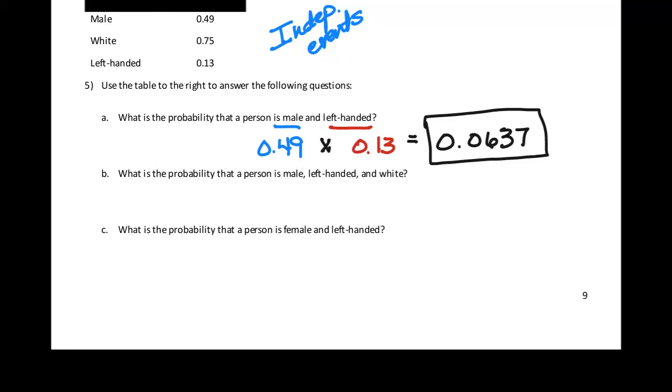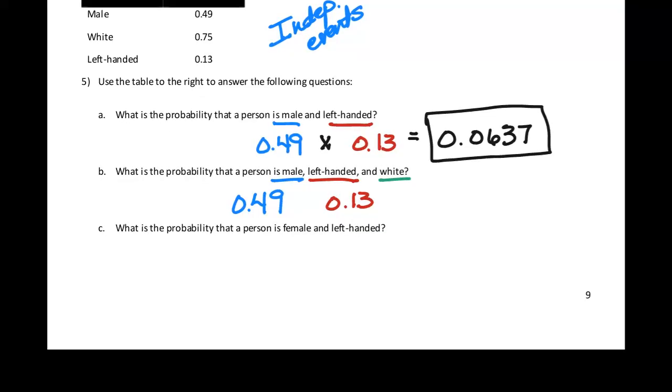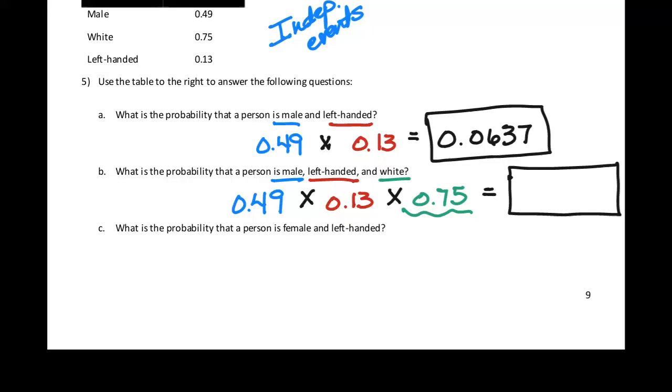Letter B, what's the probability that a person is male? Well, it's still 0.49. That they are left-handed, 0.13, and white. And that is 0.75. We multiply these all together, and if my answer before was 0.0637, the only thing I changed here was I multiplied by 0.75.